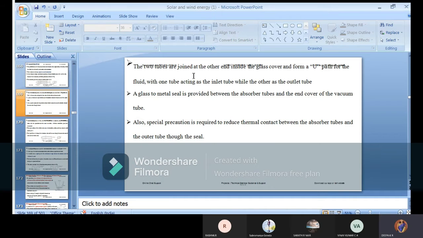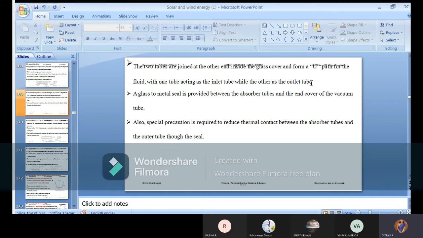Next, the tubes are joined at the other end inside the glass cover and form a U path of the fluid, with one tube acting as the inlet and the other as the outlet. Of course, the shape has been made because you need to have a continuous flow. You cannot break it, right? If it is in and out, in it is cold, out you are getting the heated one. Then I need to have a continuation, and they selected the structure of the tube in the form of a U shape, so that you'll have continuity, and one will act as the inlet tube while the other will act as the outlet tube.